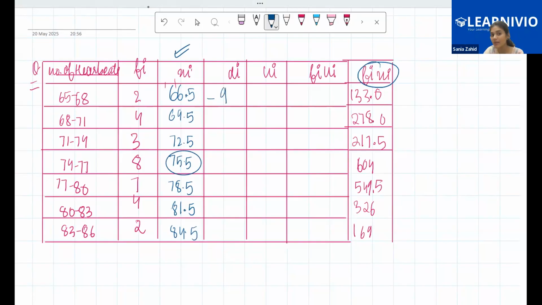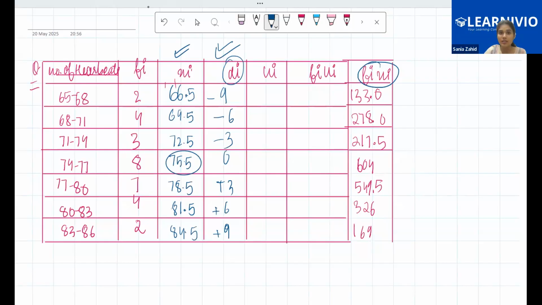Then 69.5 minus 75.5 is -6. Then here, -3. Then 0, plus 3, plus 6 and plus 9. Now you see, is it easier to calculate di value or fixi value? di value, obviously. So what is this telling you? That whenever you have greater values, you go for either step deviation method or assumed mean method.